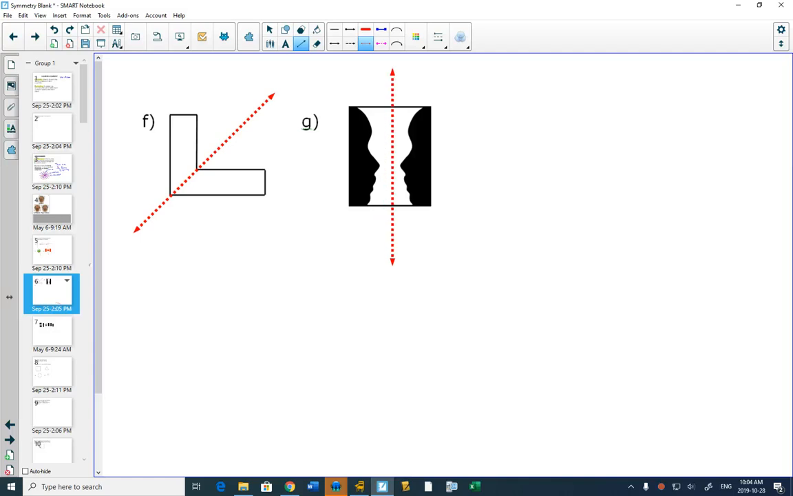And for the last one, right down the middle. For the last one, what do you see? You see two people? I see a vase. You see a vase or the two people? The white. Okay.